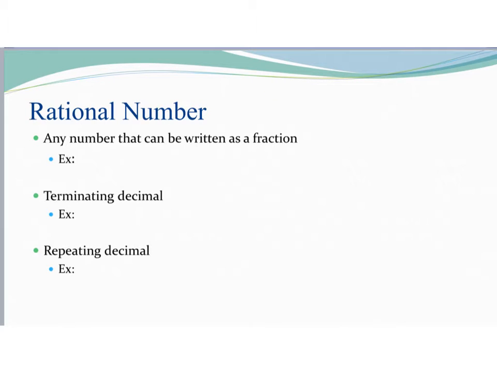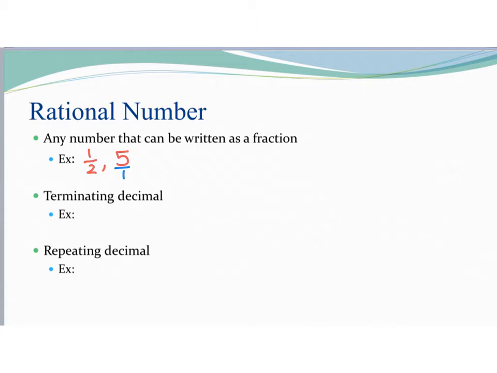So to begin with, let's start out with a review of what a rational number is. If you recall, a rational number is any number that can be written as a fraction. Something like 1/2 is what we're used to seeing. We could also write a number like 5 as a fraction. This would be considered rational because we can take 5 and write it over the number 1 so that it's a fraction.